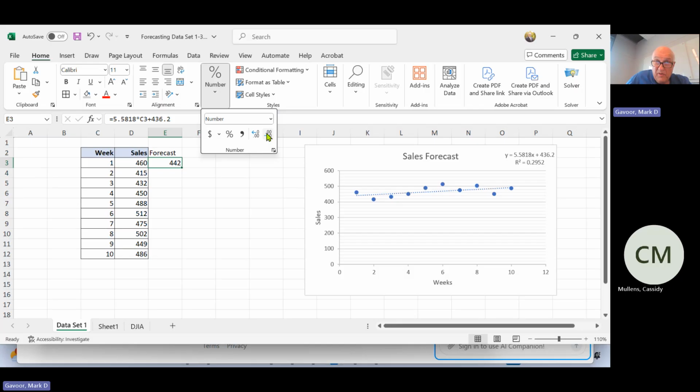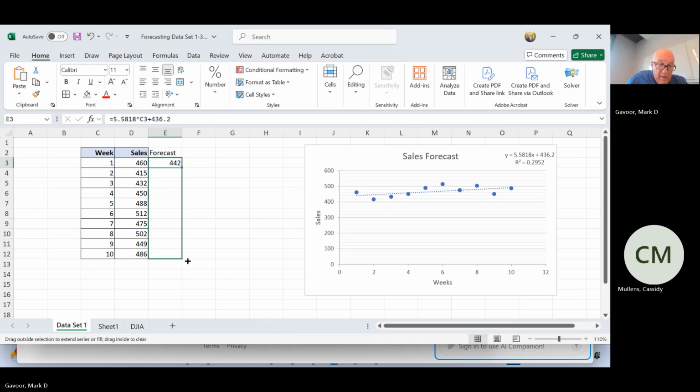Now, to make that forecast apply to every row, what do I do? I just copy it down. And what changes? Not the slope, not the intercept, but it goes from C3, C4, C5. So it changes from week 1, 2, 3, 4, 5, 6, all the way to 10. Yay. We forecasted my historical data using this linear model.